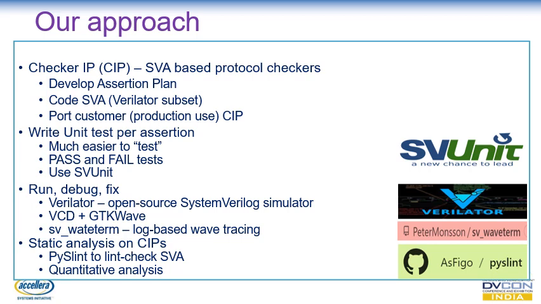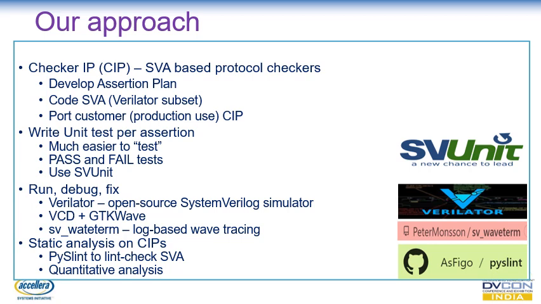And we looked at SVUnit and other available options. And it's much easier to test an assertion using something like SVUnit than trying to write a complete UVM bench for just one assertion. So we also develop pass and fail tests. Then we run and debug. We use Verilator, as I mentioned. We use VCD plus GTKWave. Again, completely open source, that's probably your best option.